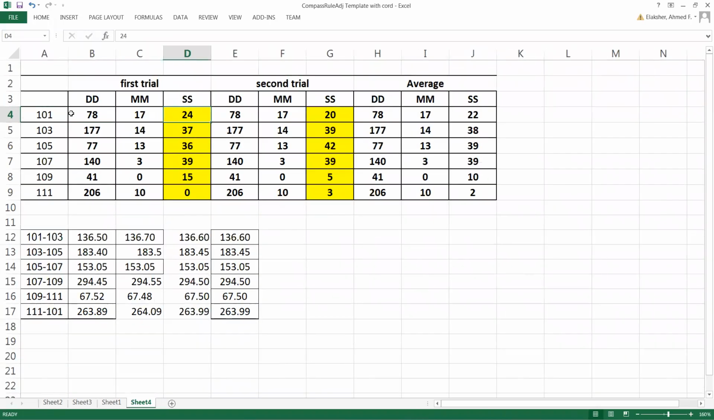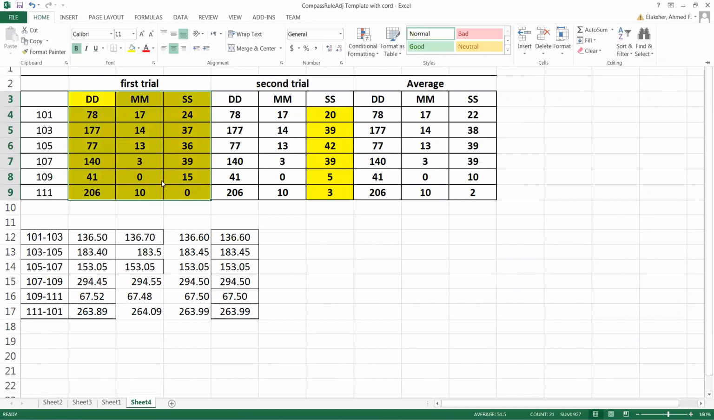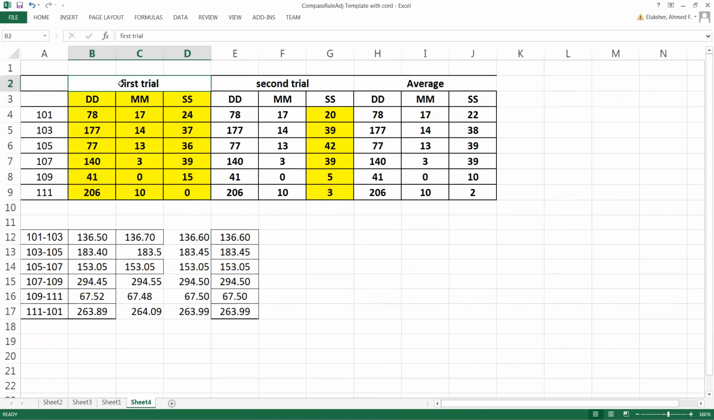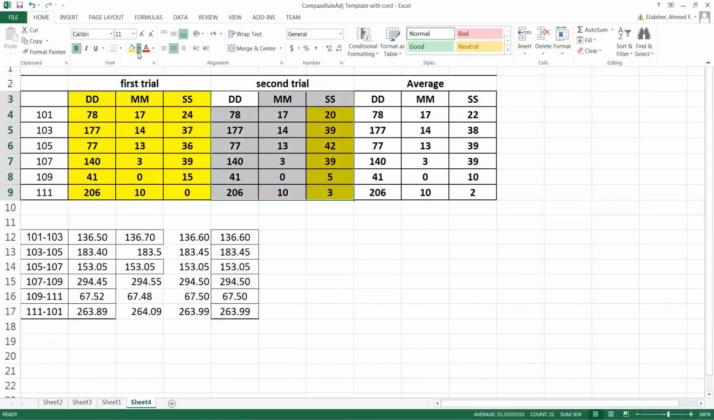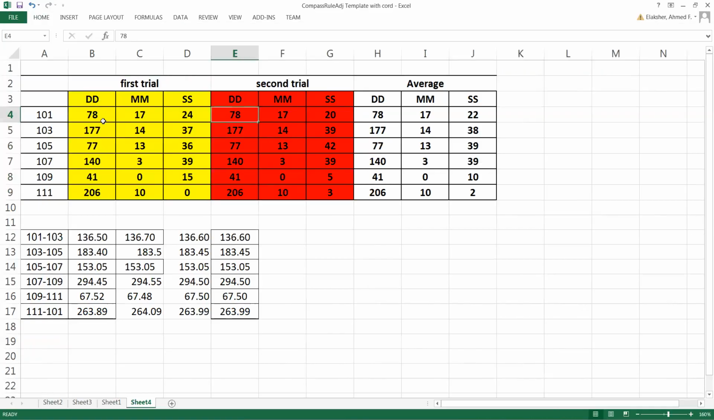So what you did in the field is you went to every point and then you collected degrees, minutes, seconds. That's the first trial. I'm going to highlight it maybe with yellow. So this is your first trial. And at each point, if you remember, I asked you to collect the angle twice. So this is the angle the first time, and this is the second trial. That doesn't mean we did the traverse by going twice over the points. No, at the same point, we collected the angle 2 times.